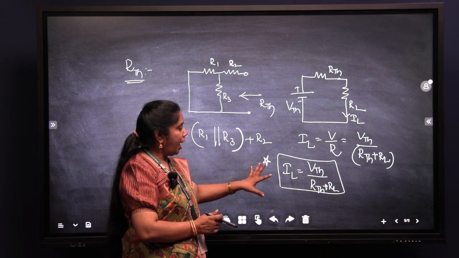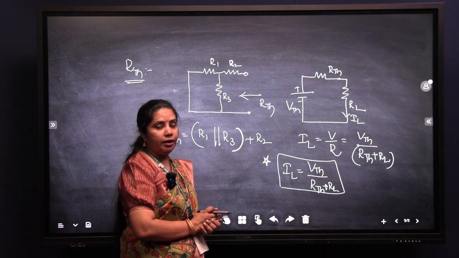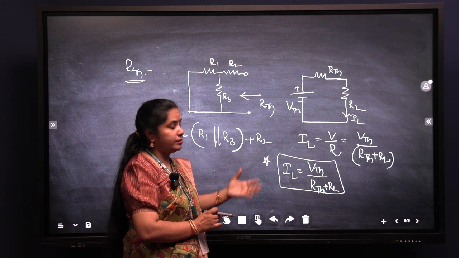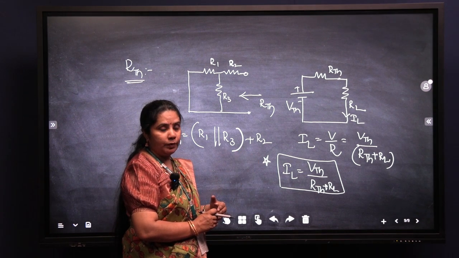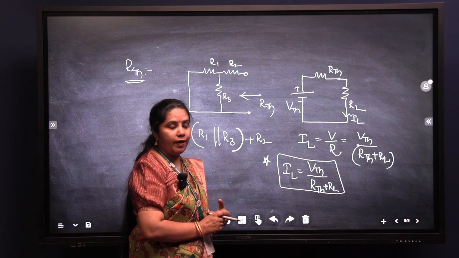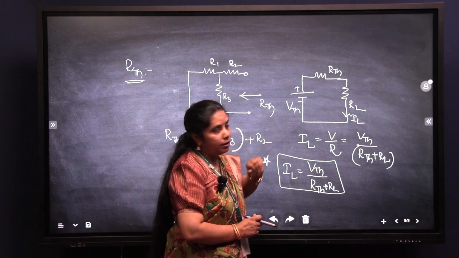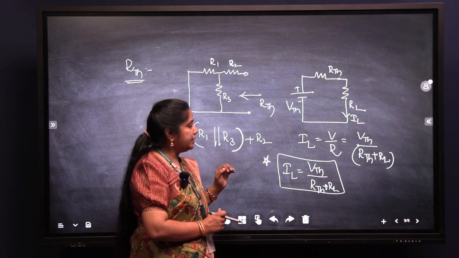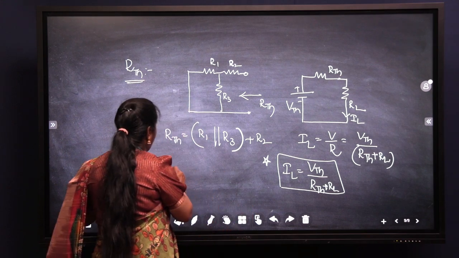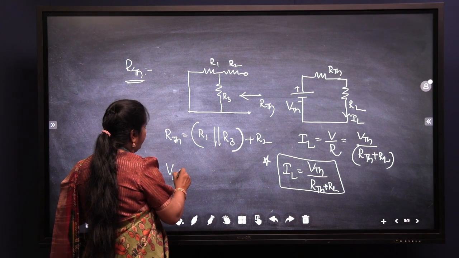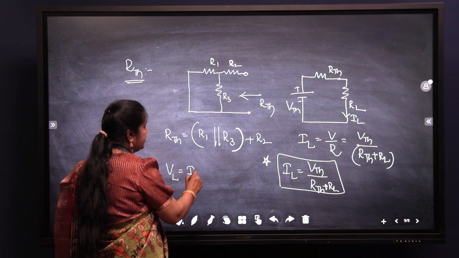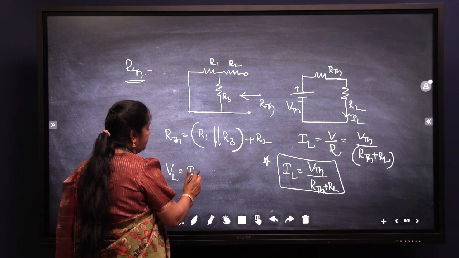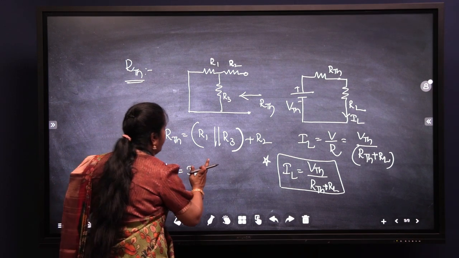Okay, once you calculate the load current, can't we calculate the voltage across that resistance? You can use Ohm's law here. You already know the current value and you already know the load resistance value. Just apply Ohm's law to calculate VL. The voltage is nothing but, from Ohm's law, current multiplied by resistance. So what is the current you have?